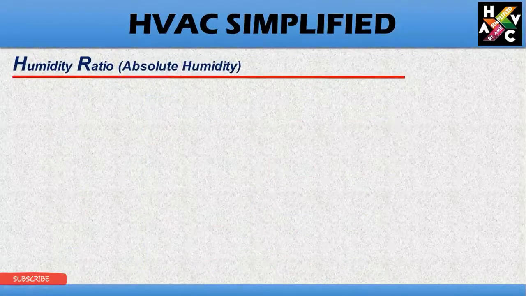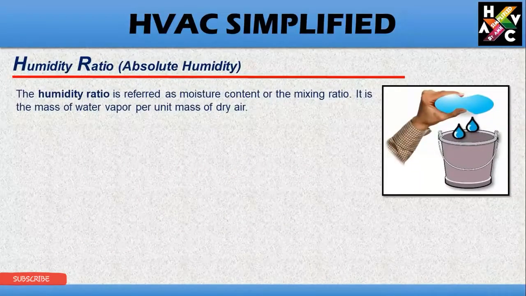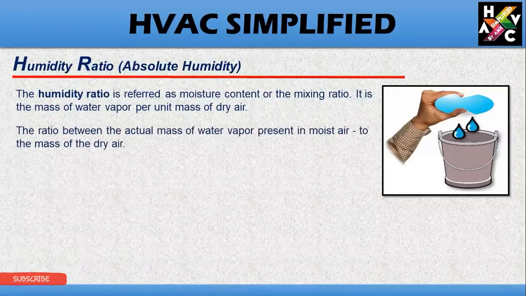Humidity ratio, which is also known as absolute humidity. The humidity ratio is referred to as the moisture content or the mixing ratio. It is the mass of water vapor per unit of mass of dry air. The ratio between the actual mass of the water vapor present in the moist air to the mass of the dry air.